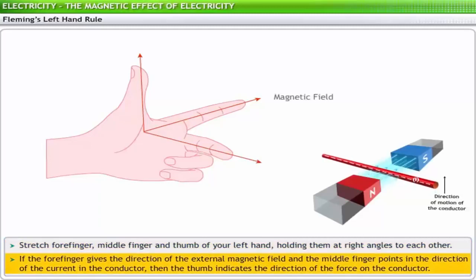If the forefinger gives the direction of the external magnetic field and the middle finger points in the direction of the current in the conductor, then the thumb gives the direction of the force on the conductor.